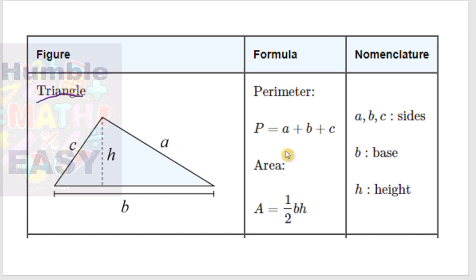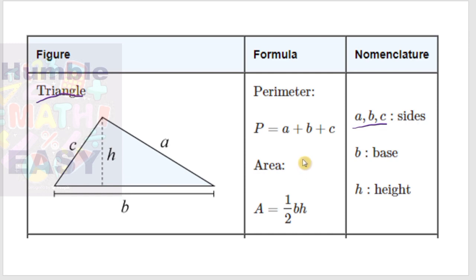Take note that the definition of the perimeter is the sum of the sides of a given figure, of the plane figure or the polygon. So we now have A, B, and C, wherein A, B, C is the representation of the sides of a given triangle.